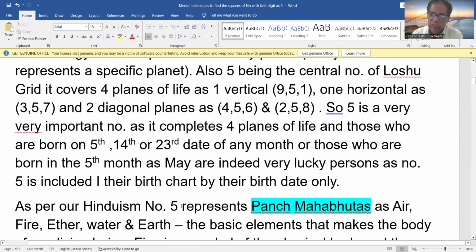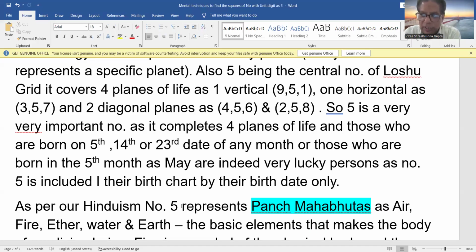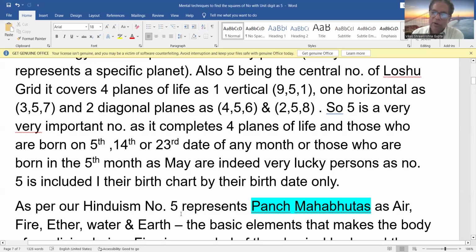So any person who is born either in the 5th month of the calendar year, or is born on the 5th, 14th or 23rd date of that month, is a really very lucky person, because the number 5 is coming into his Loshu grid merely by his date of birth. 14 is also 5, 1 plus 4 is 5, 23 is 2 plus 3, 5. So the number 5 comes automatically in his date of birth, in his Loshu grid, because he is born either in the 5th month, in the May month, or on the 5th, 14th or 23rd date of any month.